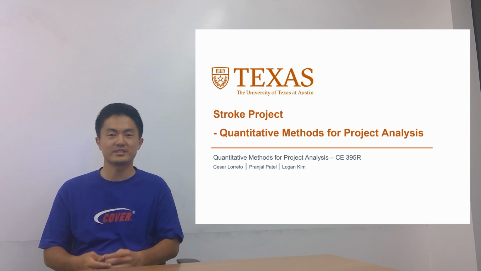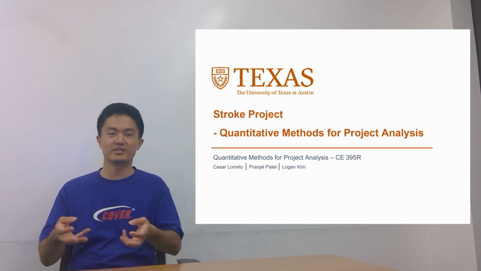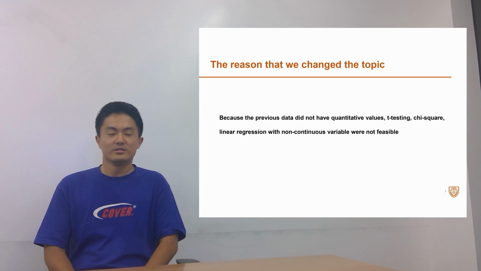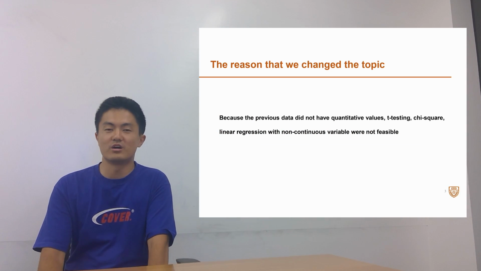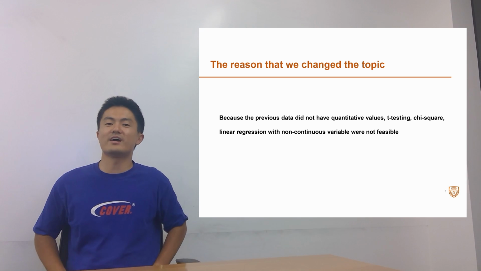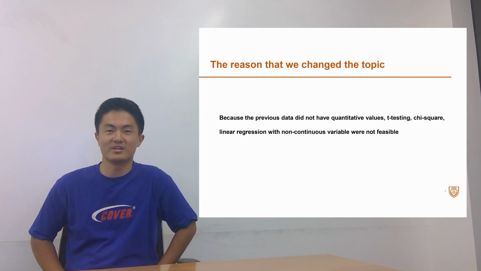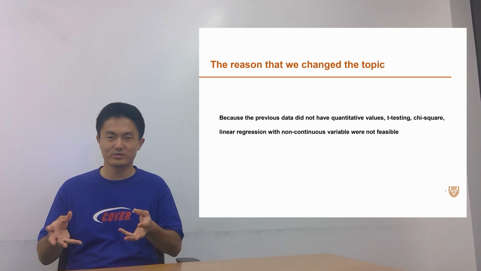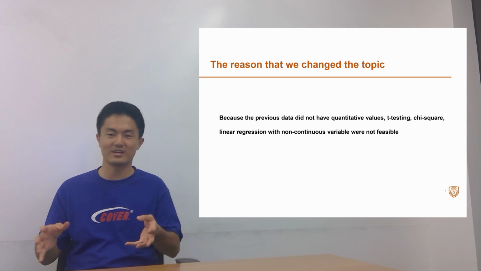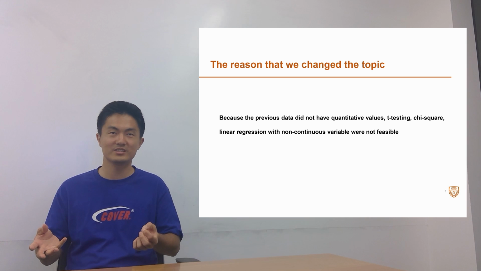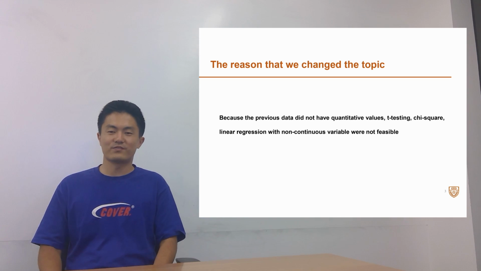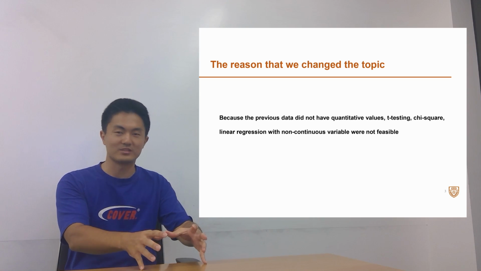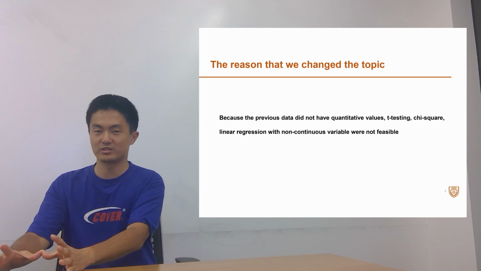Our project is about stroke using quantitative methods. Before we go through our project, we need to announce a change of topic. Because the previous data did not have quantitative value, we cannot do any analysis like t-testing or linear regressions, so we changed the data from the previous topic, Jeju beer, to stroke.